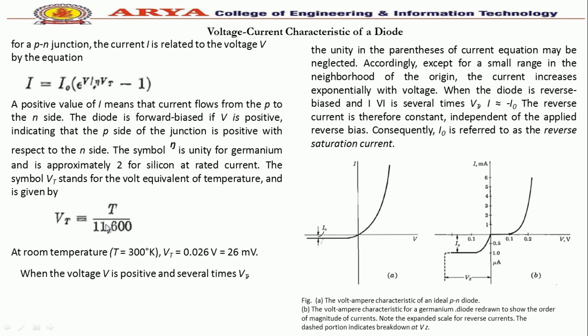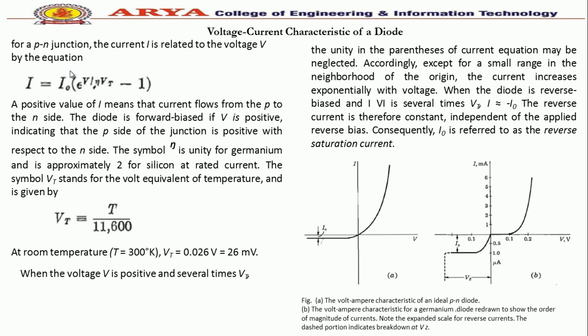When the applied voltage V is positive and several times Vt, the unity in the parenthesis of this current equation can be neglected. So the modified equation for forward bias can be given by I equal to I0 e raised to the power V upon eta Vt. Accordingly, except for a small range in the neighborhood of the origin, the current increases exponentially with the voltage.